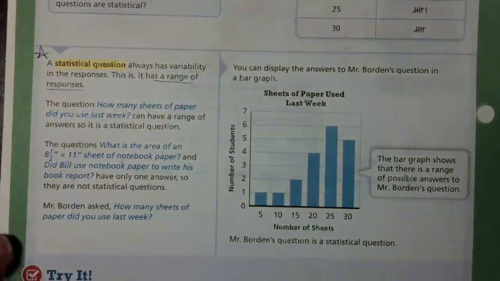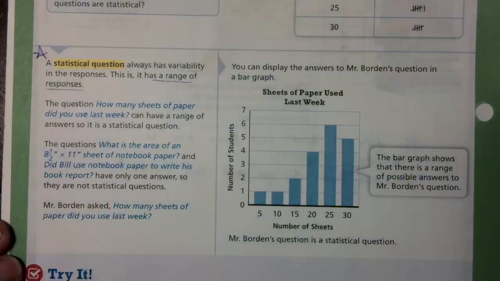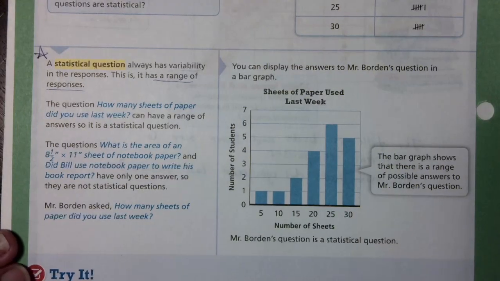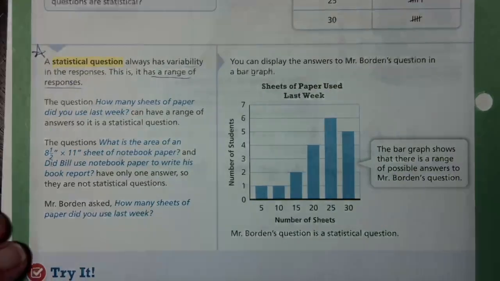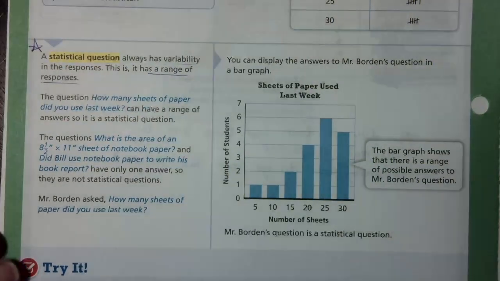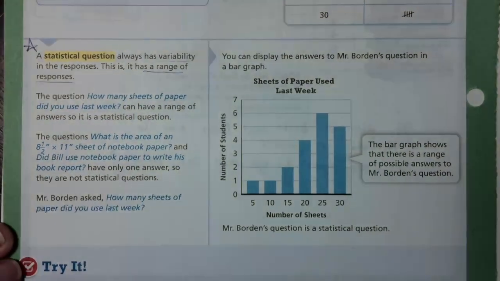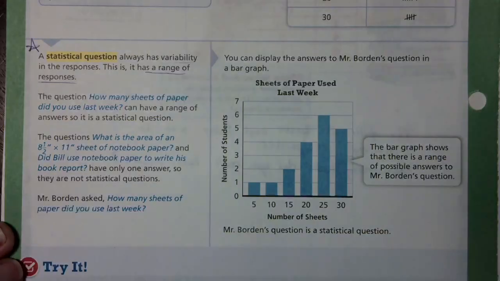All right, so remember, a statistical question has variability in the responses. It has a range of responses. The question, how many sheets of paper did you use last week, has a range of answers to it, so it is a statistical question. The questions, what's the area of an 8.5 by 11 sheet of paper, and did Bill use notebook paper, only have one answer.